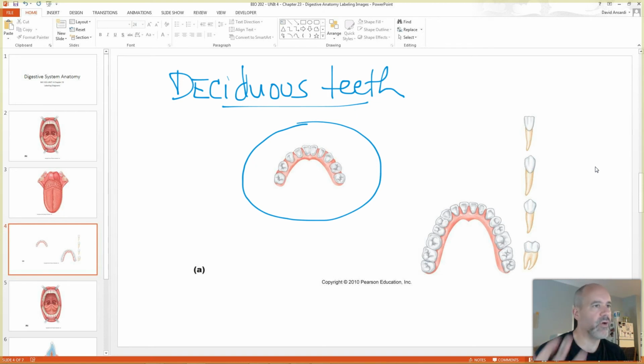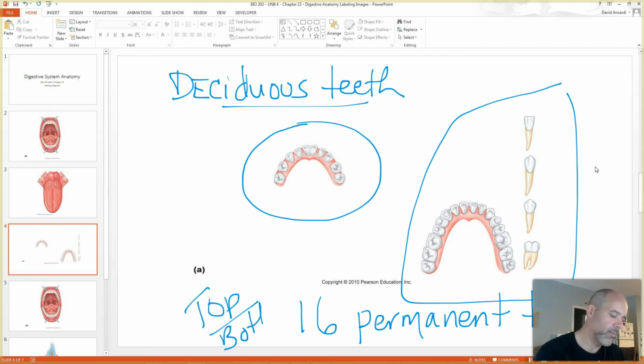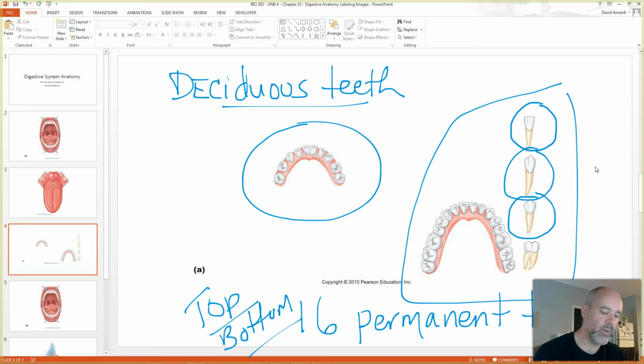Then, of course, as you guys know, those fall out, and then your permanent teeth come in later, and this is what you see over here. You have 16 permanent teeth on top and bottom, if you still have all of them. All right, and then they have four major types, and we'll talk about these. You have your incisors, and here you're seeing the main part of the tooth, the crown and the root that goes down into the gums. Canines, bicuspids or premolars, then you have your cuspids or your molars.